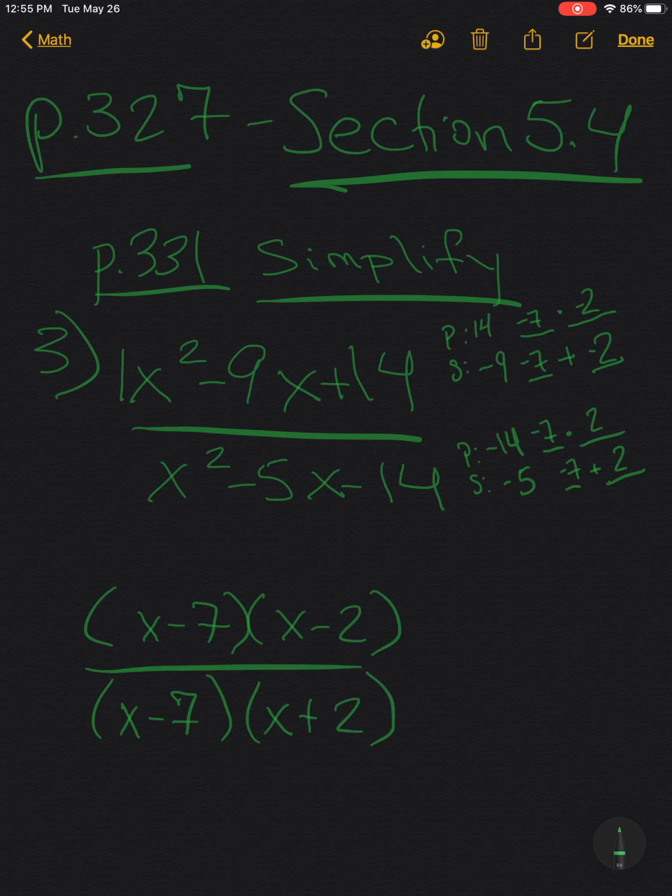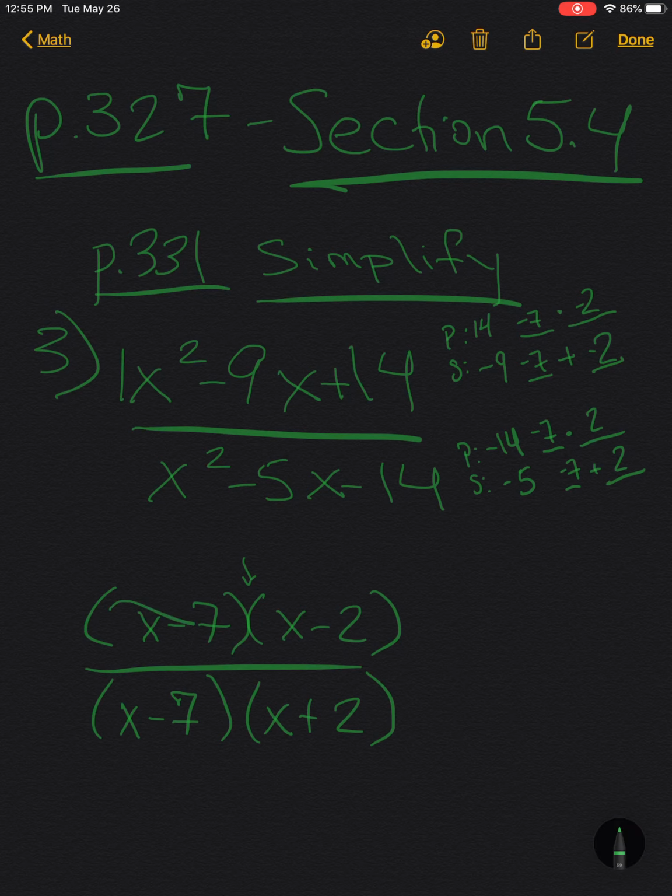All right, now in this lesson, once you have factored, the rest is easy. You're basically looking for something that's the same, and now you can cross out because it's in multiplication form, right? This means x minus 7 times x minus 2, x minus 7 times x plus 2. So because it's times, now we can cross things out.